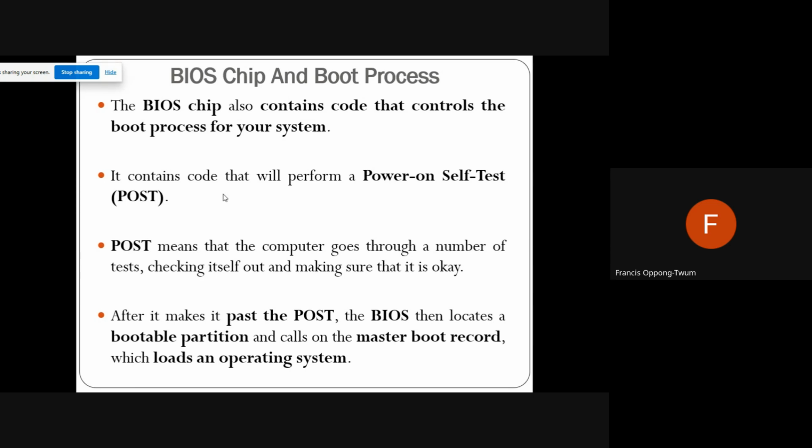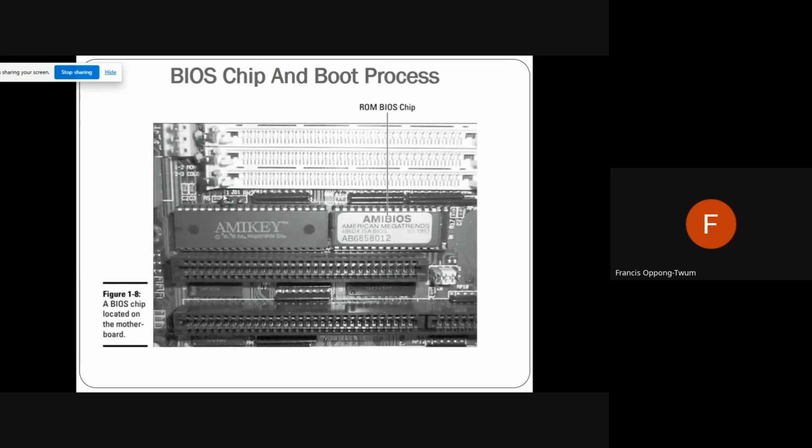So we are saying that anytime your computer fails the POST, that computer will not boot. After the computer makes it through the POST, the BIOS locates the bootable partition. And that bootable partition, mostly we call it the master boot record. And that master boot record is responsible for what? Loading the operating system for you to see. So that is the BIOS chip and the boot process.